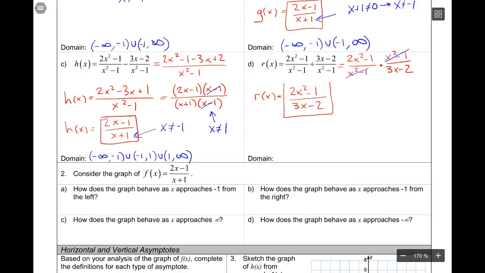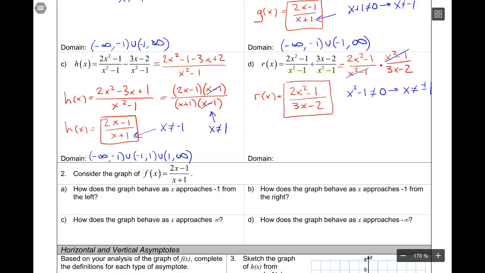And that's as simplified as we can get that. There's nothing there that would cancel out. But I have to consider now my domain restriction. I had an original denominator here. In fact, we had it here and here. That original denominator had x squared minus 1. So I know x squared minus 1 cannot equal 0. That tells me that x cannot equal plus or minus 1. But also notice here, this piece right here, 3x minus 2 over x squared minus 1, if this equals 0, it is in the denominator of this division problem.